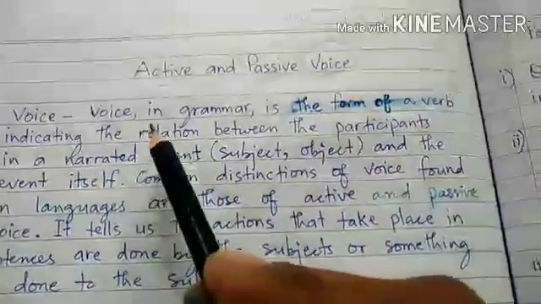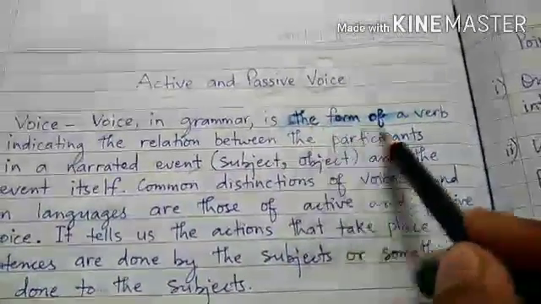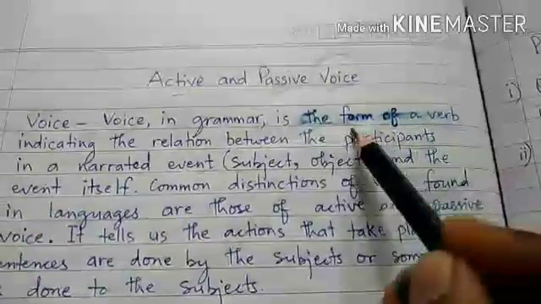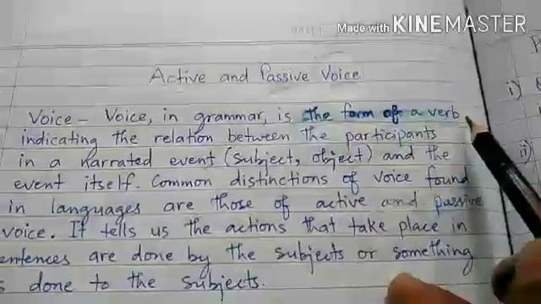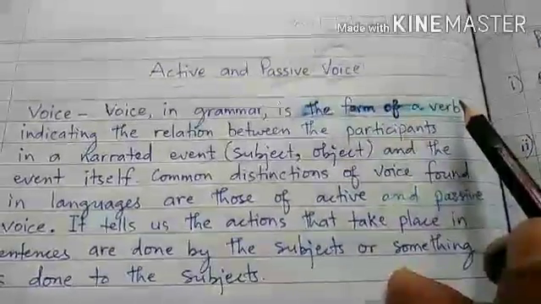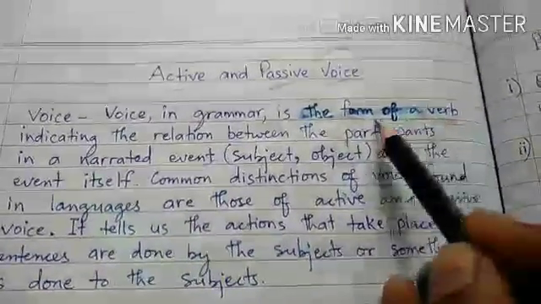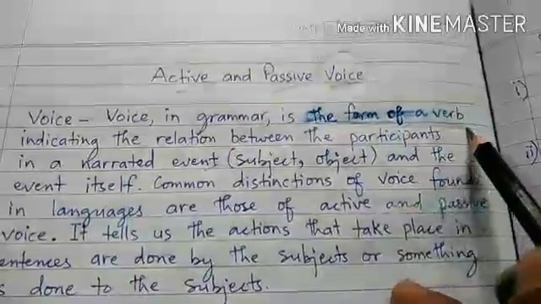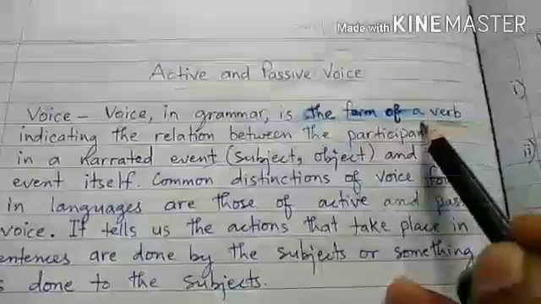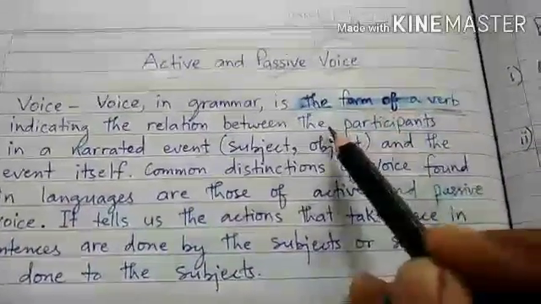So voice, according to grammar, voice क्या है? वो एक क्रिया का रूप है, form of a verb, जो काम हम व्यक्त करते हैं. That work takes place in different time of actions. We are talking about the time of actions. So the actions that take place in sentences. So the relation of that particular action with the participants.